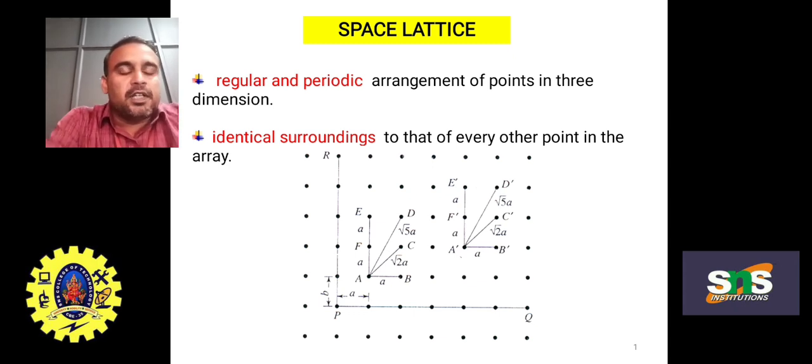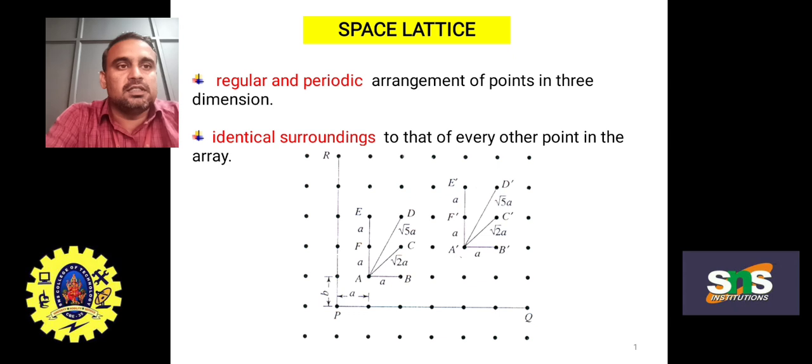So the first point is lattice, then space lattice. Lattice is denoted as the position of atoms or molecules in 3 dimensions. Then the space lattice: the points in the space are called the space lattice.